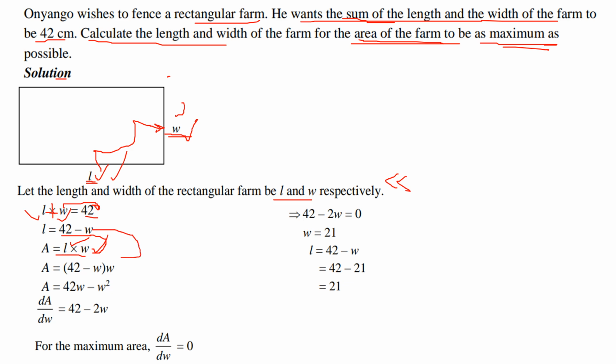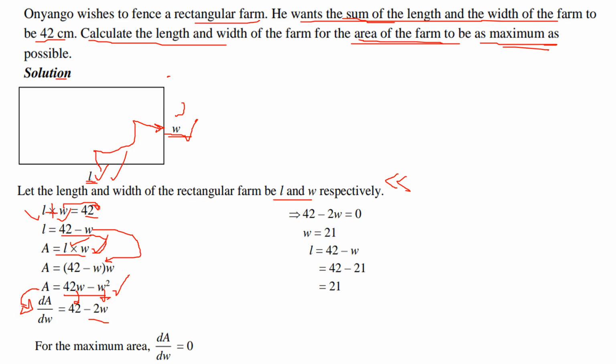So we substitute for the expression of length, and then we end up with area being equal to 42 minus W into W. So opening the brackets, area is going to be equal to 42W minus W squared. Now we differentiate area since we only have our expression in terms of W only. So we differentiate A, or area, with respect to W. And differentiating 42W, you are going to end up with 42. Differentiating negative W squared, you are going to end up with negative 2W.